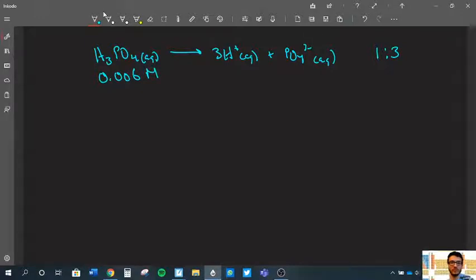0.006 moles per liter concentration of your acid. Because of the 1 to 3 ratio, all we need to do is multiply this by 3. So to go from one to the other, your mole ratio from the last unit stoichiometry is 1 to 3. So all you do is multiply that by 3 and you get 0.018 moles per liter.